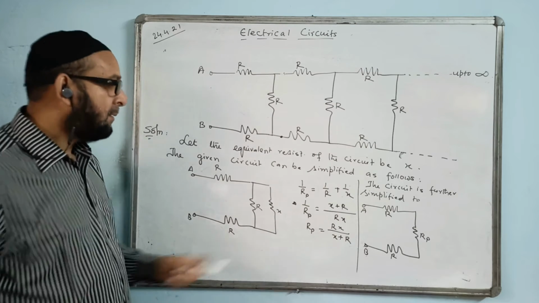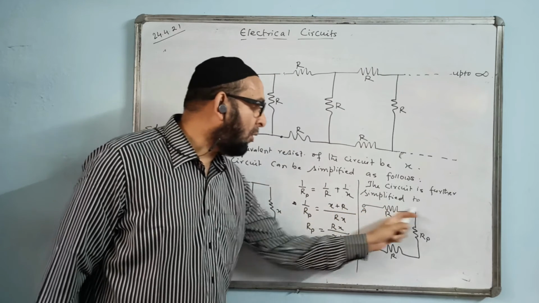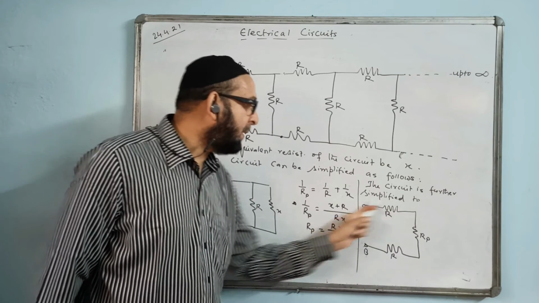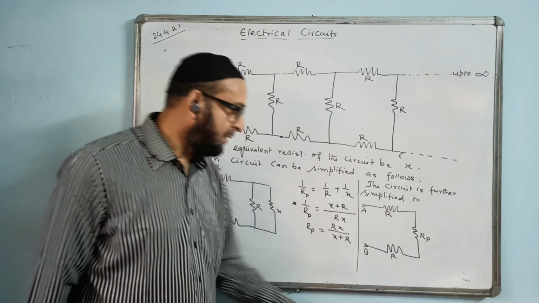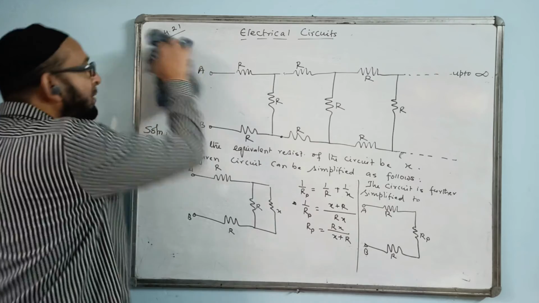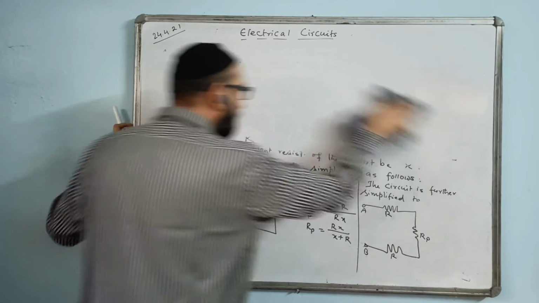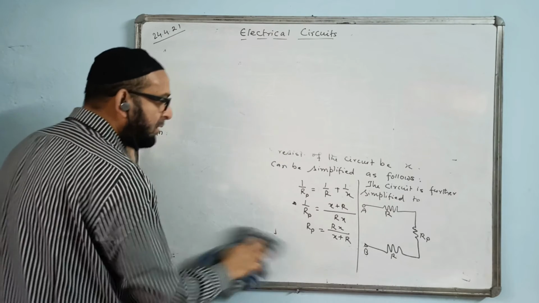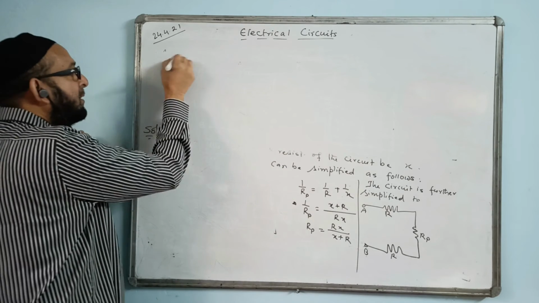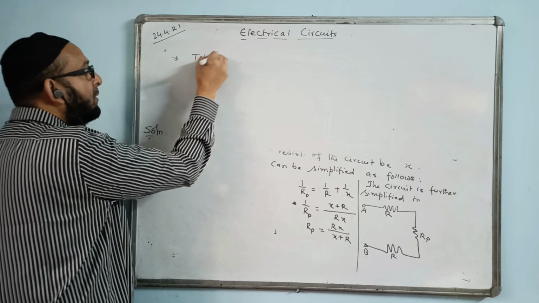Now we'll see what type of combination they are all in. They are all in series from point A to point B. So we will be finding the total resistance of the series combination. What is the formula for a series combination? Simple addition. We will write the total resistance.